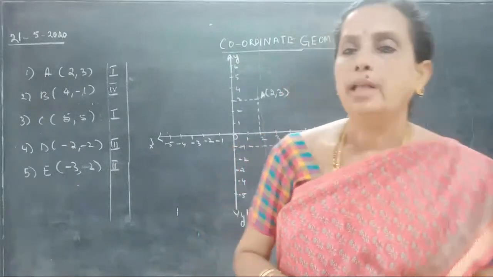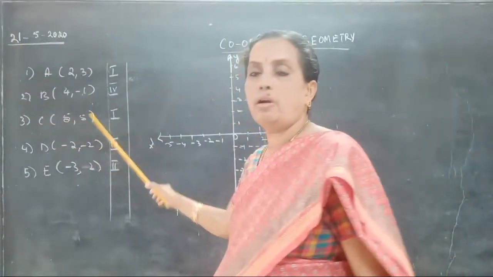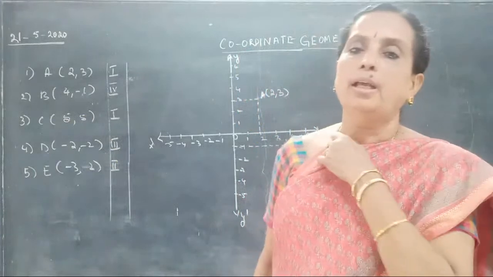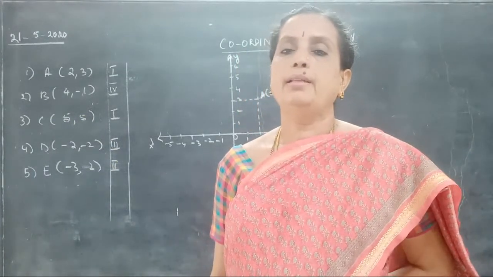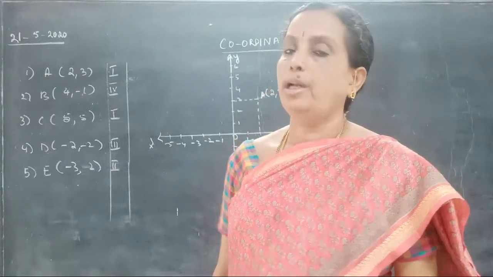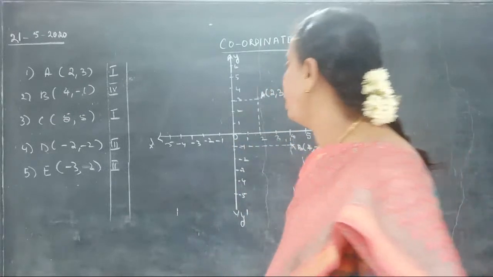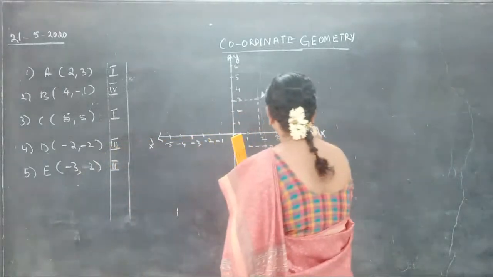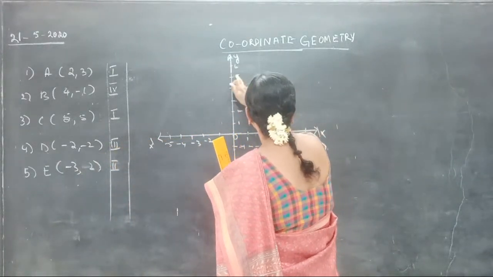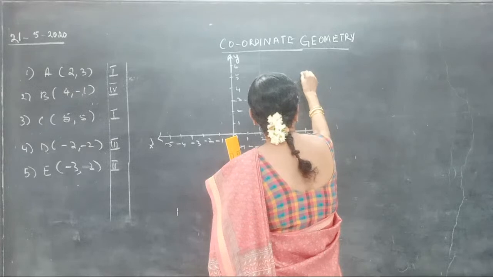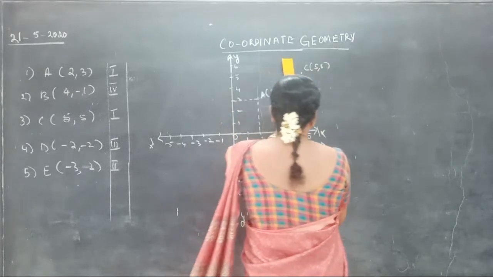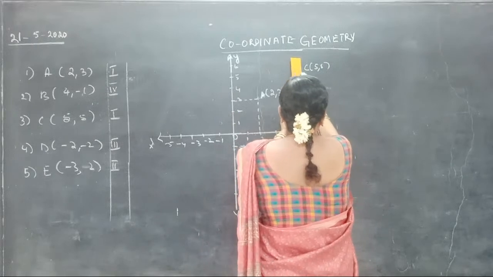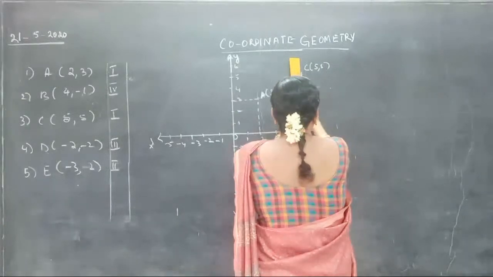Coming to the next point, it is 5 comma 5. As we know, if the ordered pair has both positive, it lies in the first quadrant. So let us locate 5 comma 5. 5 towards right, 5 towards up. You will have the position here. Name the point as 5 comma 5. Now join it by scale and pencil with a dotted line.